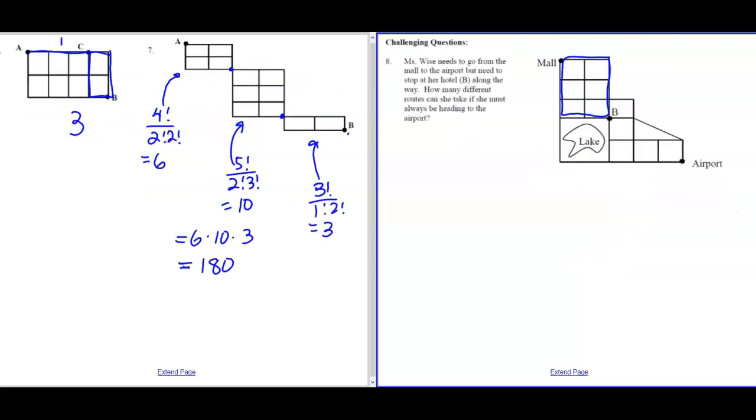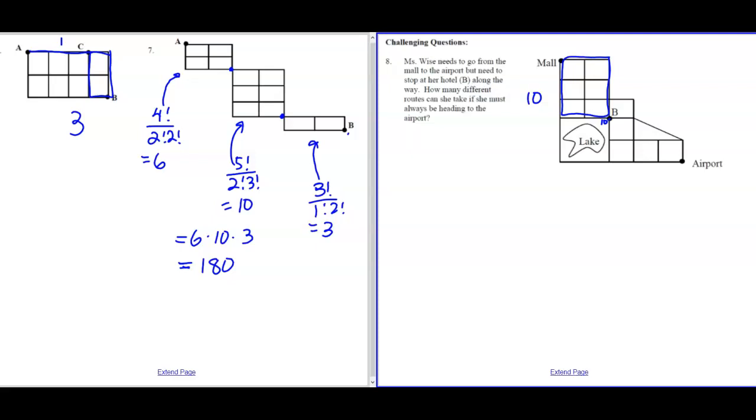Okay, so the next one gave you a little hint. Obviously, you have to go through B. It says that in the question. So that's the same 3 by 2, right? So there's 10 ways to get from the mall to B, okay? Problem is here, this isn't a rectangle, okay? So I'm going to label that as 10, kind of like I did it the long way when we first learned about these. So there's 10 ways to get to B.